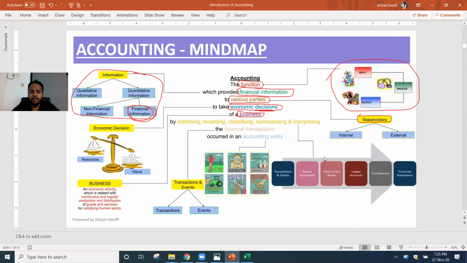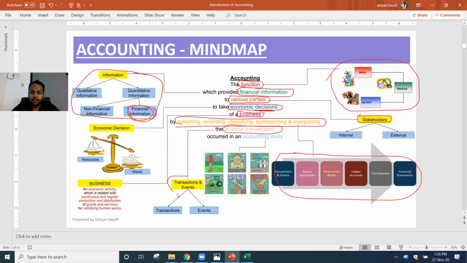So again, coming back to the definition of a business by doing this process. Already I was explaining the accounting process: collecting, recording, classifying, summarizing, interpreting financial transactions. I already explained what the transactions are. Financial transaction means transactions and events, both transactions and events, occurred in an accounting entity.